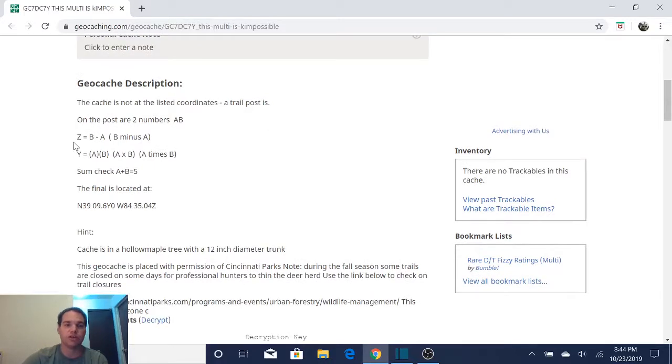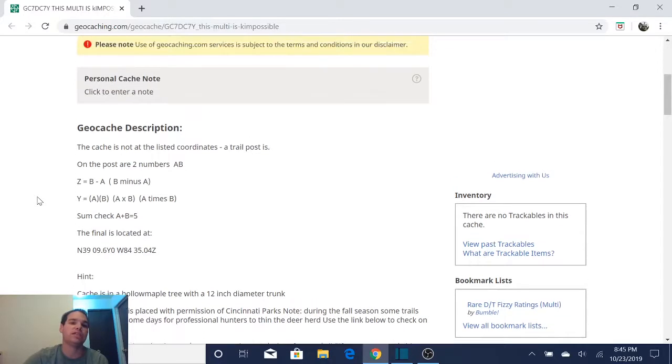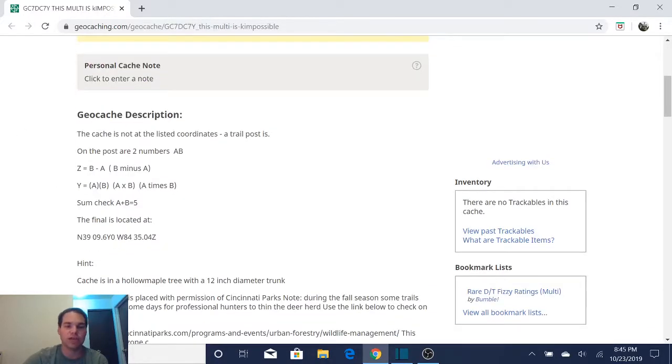When you get to the listed coordinates, you need to look at the post and find the numbers A, B. Once you get A, B, you're going to figure out what Z and Y are. Once you have those numbers, Z and Y, you'll plug them into the formula down here. So 3909 6Y0 843504Z. You'll plug those numbers in, Y and Z, into where they need to go, and that is where your cache is going to be located at. So again, it's not located at the stage 1, it's located at these coordinates down here once you have figured out what Z and what Y are.